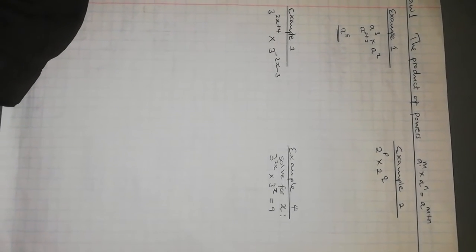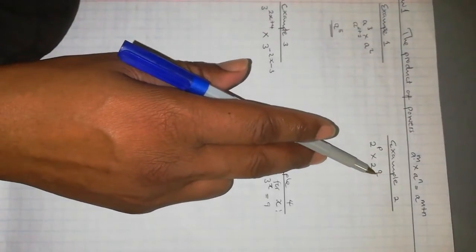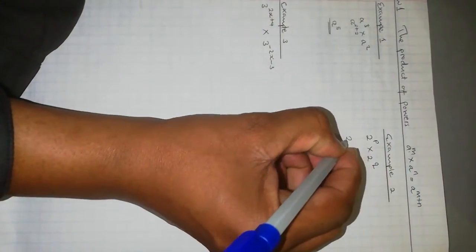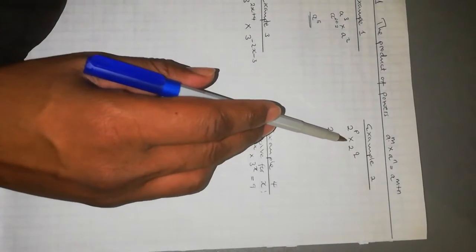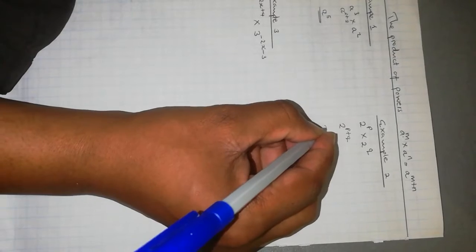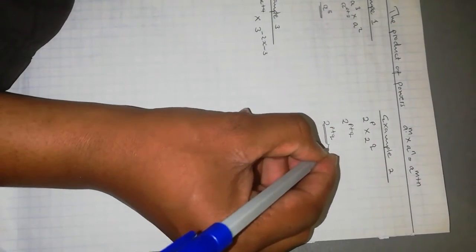This is our final answer. Okay, let's look at example number 2. We've got 2 to the power p times 2 to the power q. Still, it's the same. Since we've got 2 here and another 2 there, we just have to copy the same base. So we're going to place our 2 there, like we did in example 1. Next, we know that there is a multiplication, so we have to add the powers. So we're going to place p plus q there. Our final answer becomes 2 to the power p plus q, since we can't add these two.